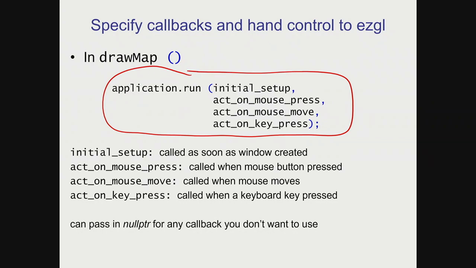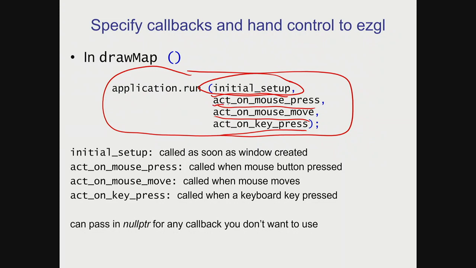Okay, so then I'm still in that drawMap. We call application.run. Application is the main ece297 object, and I call this run method. I can choose to pass it 4 callback functions. These are the names of functions. If I don't want to use a certain callback, I can pass in a null pointer instead. Initial setup is called right after the graphics window is created. I can write code in this callback function that I've called initial setup to do more stuff. Maybe I want to create some additional buttons and UI elements. I can do it right there. I can't do that until the graphics window is displayed, so if I want to do that, I have to put it inside this callback.